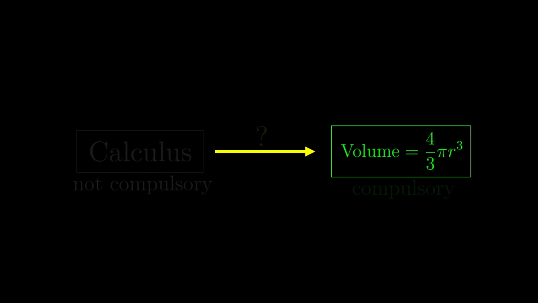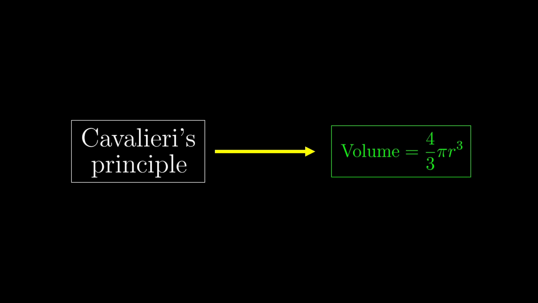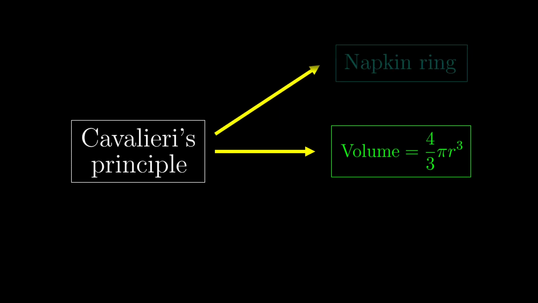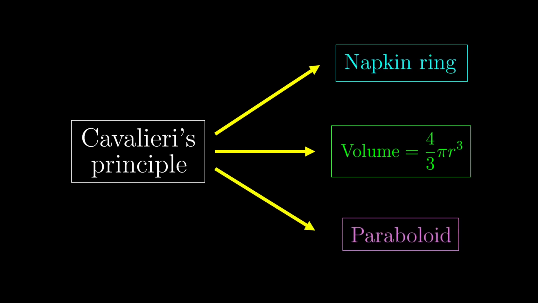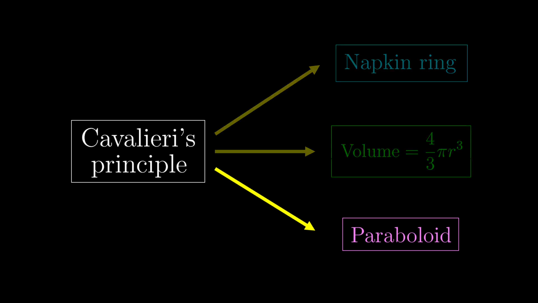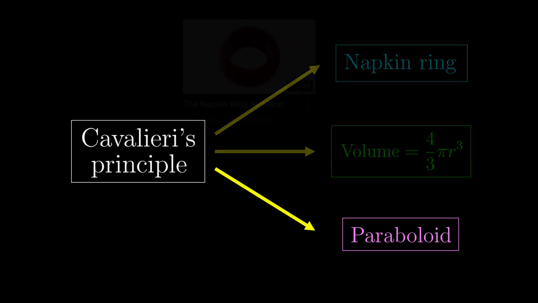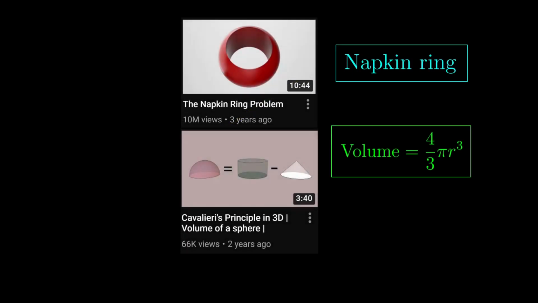Luckily, if we know Cavalieri's principle, it is possible to bypass integration. But volume of a sphere is not the only thing that can be dealt with using Cavalieri's principle. This video will mainly focus on finding the volume of a paraboloid, because there are already videos out there talking about these applications in detail, so I don't want to repeat here.